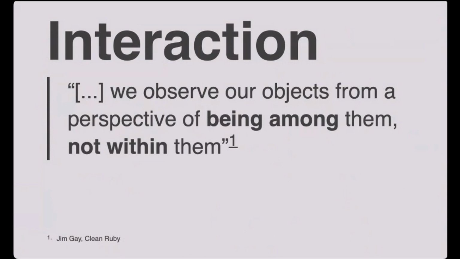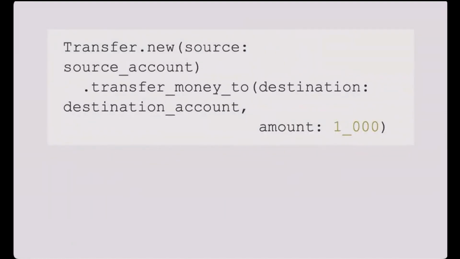So the final part of this pattern is called interaction, and that describes what the system does by assuming a perspective of being among them, not within one of them. So this is how you would invoke that. You would create a transfer object with a source, and you could invoke transfer money to on that object. This is as simple as it can get, but I want to point out some peculiarities.